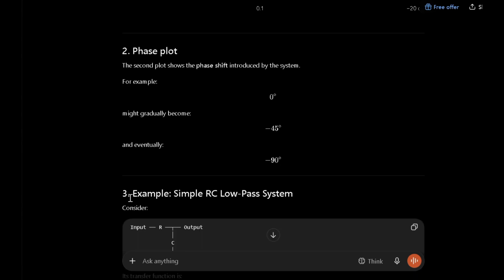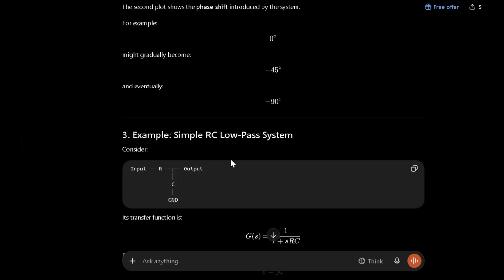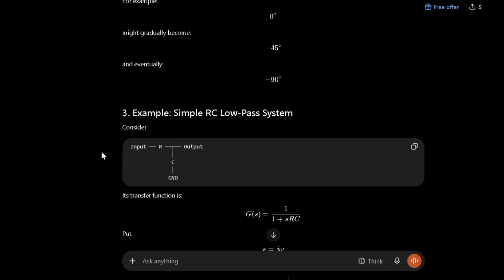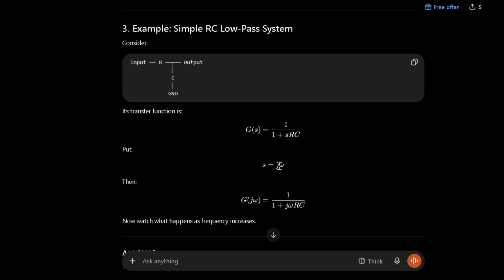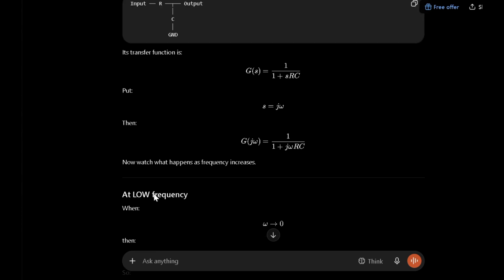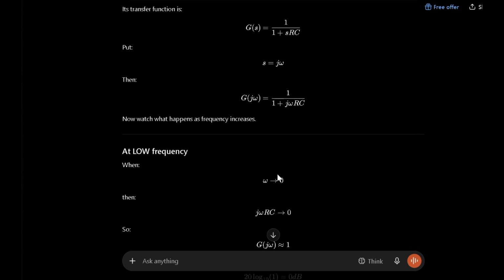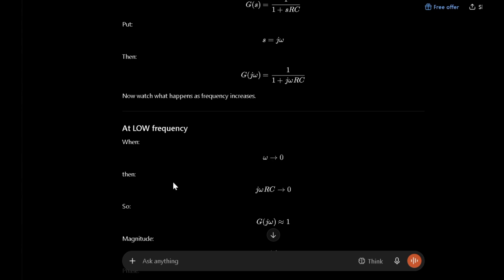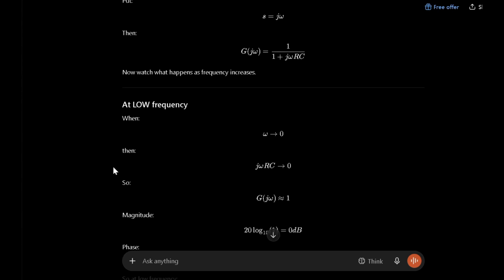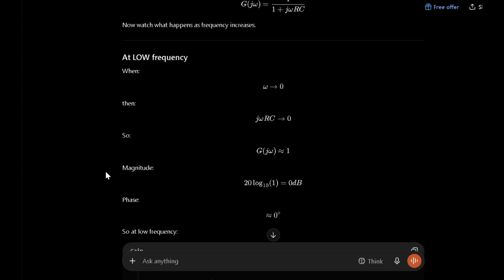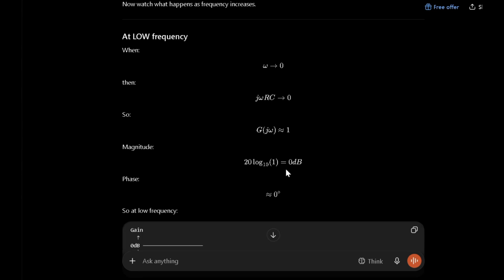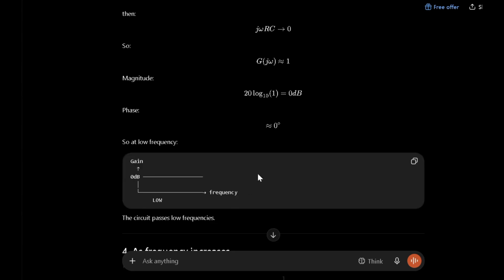Example: a simple RC low-pass system, with input through R and C to ground, output across C. The transfer function is G of s equals 1 over 1 plus s R C. Put s equals j omega, then G of j omega equals 1 over 1 plus j omega R C. Now watch what happens as frequency increases. At low frequency, when omega is 0, j omega R C is 0, so G of j omega equals 1, and the magnitude, 20 log base 10 of 1, is 0 dB. The phase is 0 degrees. So at low frequency the gain is 0 dB, as seen in the graph between gain and frequency.